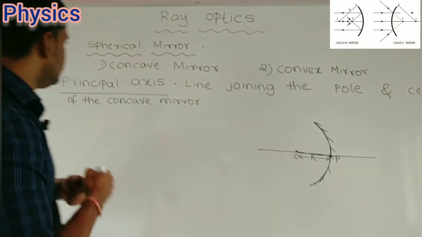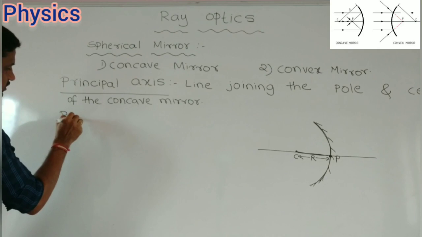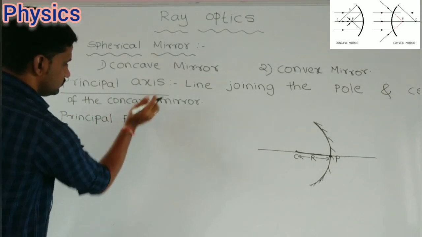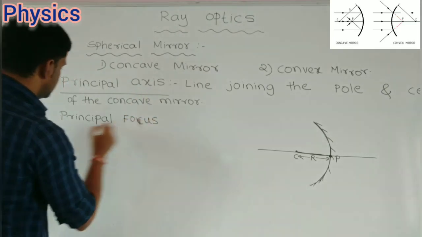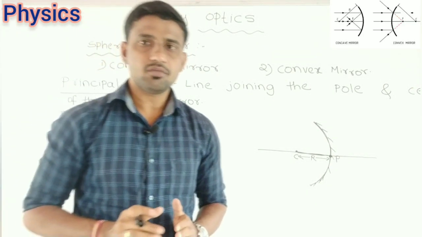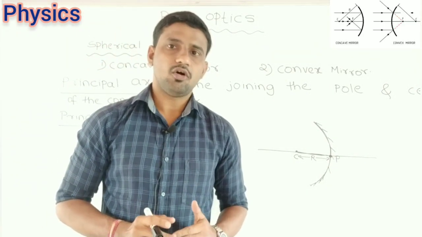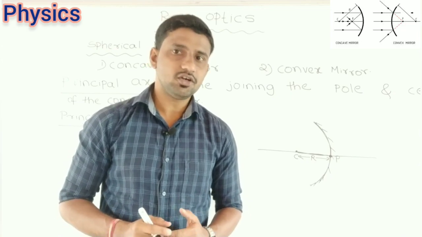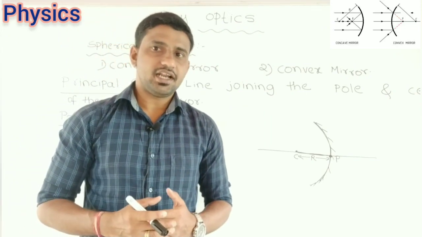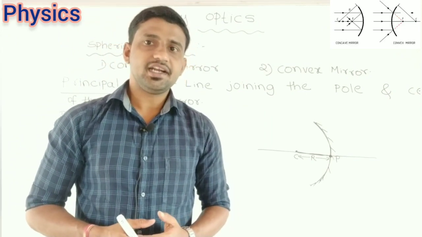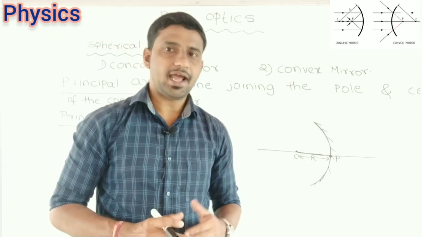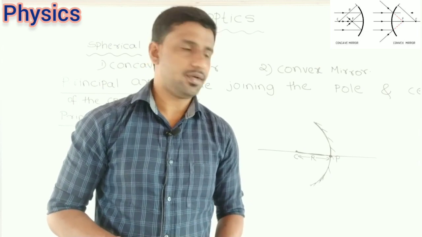And another term we are using is the principal focus. Then what do you mean by principal focus? Principal focus is nothing but when the parallel or paraxial rays are incident on the concave mirror, after reflection, all the incident rays will meet at a point on the principal axis. That point is called the principal focus of the concave mirror.